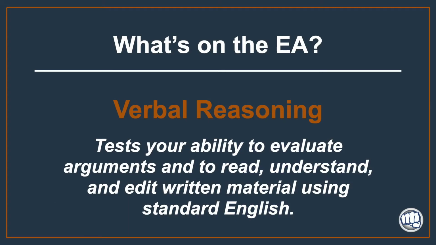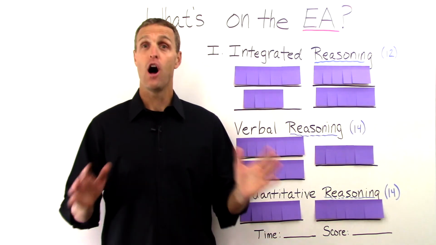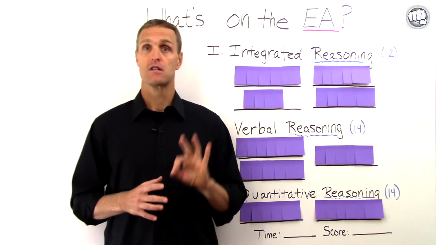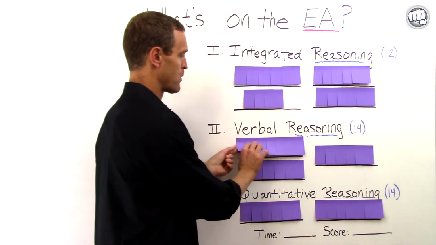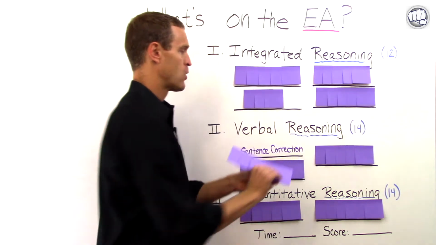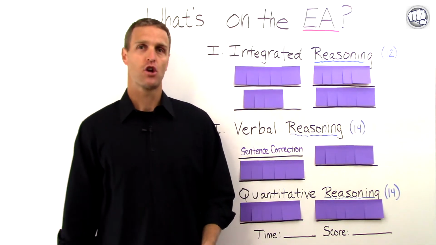The verbal reasoning section tests your ability to evaluate arguments and to read, understand, and edit written material using standard English. So there are quite a few clues in that description as to what you need to be learning and thinking about, and what kind of content is on the verbal reasoning section: arguments in written English and reading. And yes, all of that is tested in 3 ways. So there are 3 major question types on the verbal reasoning section, starting with a question type called sentence correction.